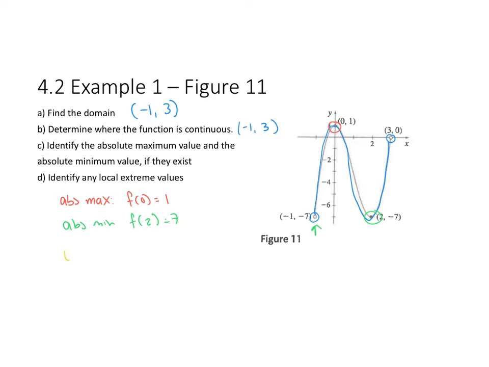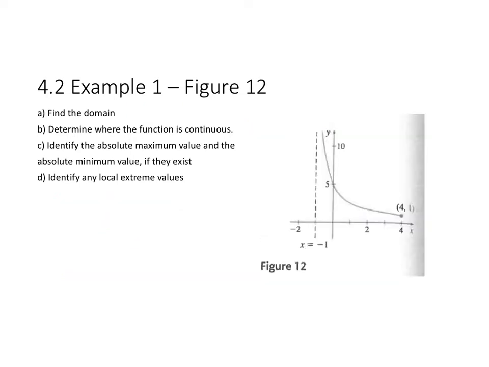Additionally, we have our local max, which is also f of 0 equals 1, and our local min, which is also f of 2 equals negative 7. Forgot the negative. So let's look at our domain for this one. It looks like I get close to negative 1, but I have an asymptote at x equals negative 1. So I'm going to have an open interval on the negative 1 side, and I come to a point at 4, so that's a closed interval. And again, I'm continuous on this entire domain of open negative 1, closed 4.